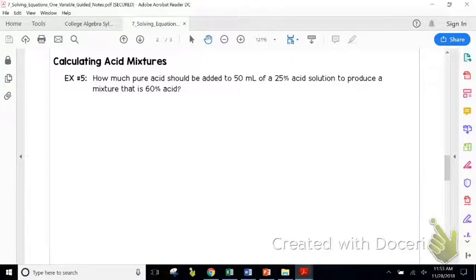Example 5. How much pure acid should be added to 50 milliliters of a 25% acid solution to produce a mixture that is 60% acid? Well, just what it says. All right, so define the concentration of acid. You're going to take the milliliters of the pure acid and divide it by the milliliters of the mixture. And this will give us the concentration of the acid.